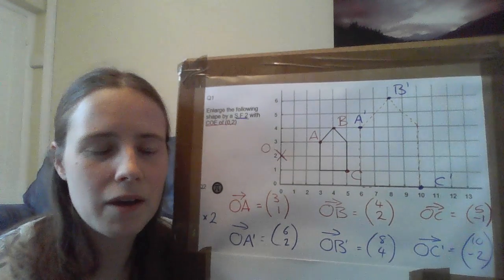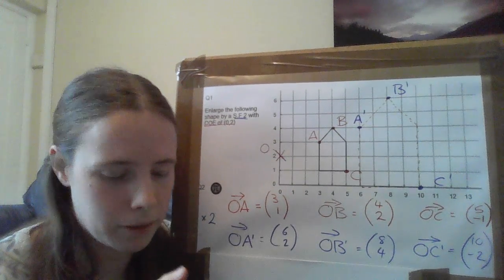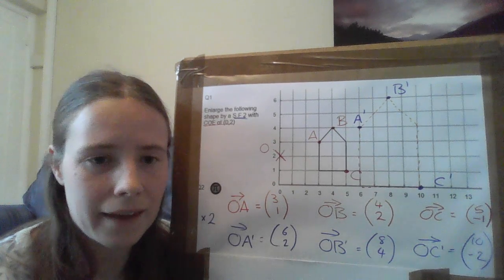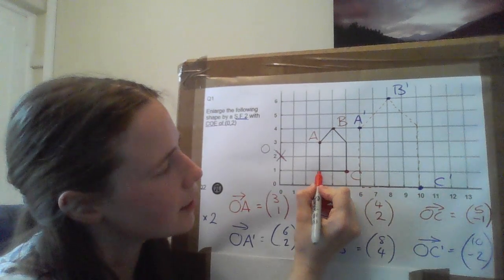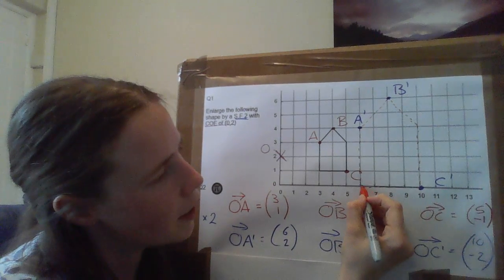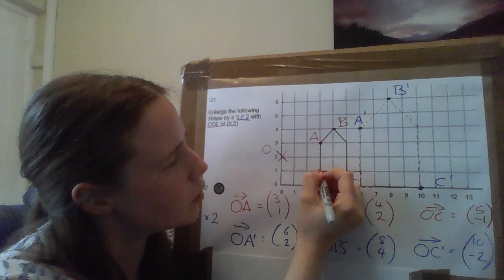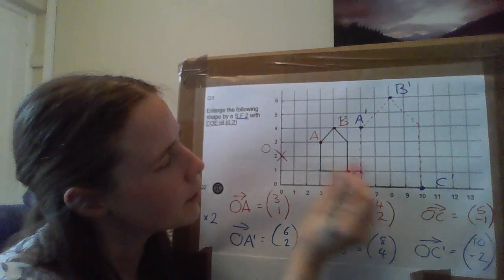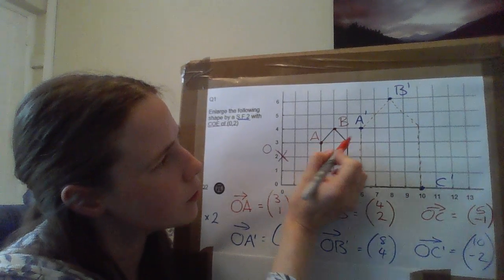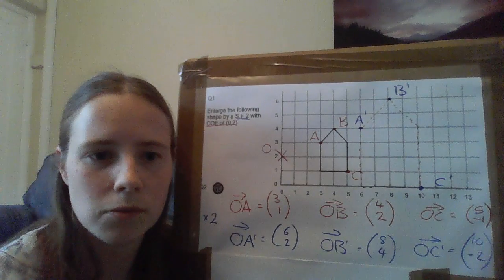Okay, now if I've done it right, 2 things should happen. First of all, each of my lengths should have been doubled. So this length here, that was a length of 2, has become a length of 4, which is good news. This length was a length of 2, it's now become 4. This was a length of 1 diagonal, it's now become 2 diagonals, so that's looking good.